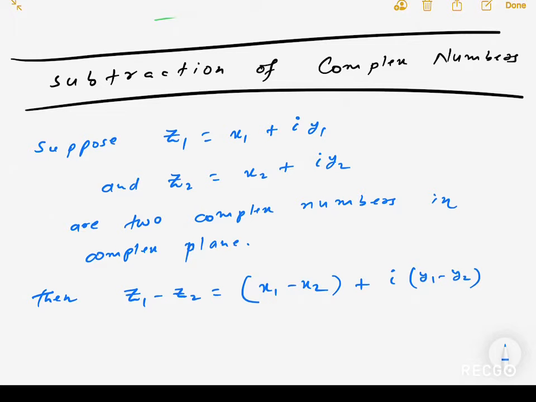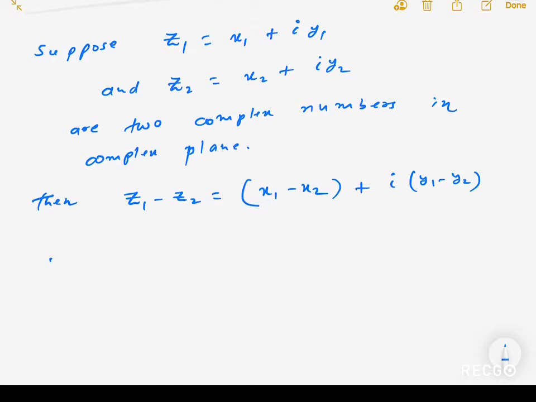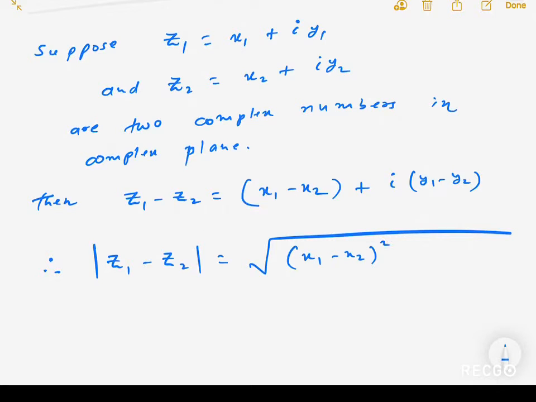So generalized, Z1 minus Z2 is equal to, simply subtract real part with real part, imaginary with imaginary part. So we are getting x1 minus x2 plus, taking iota common, y1 minus y2. So if I take the modulus of the complex number Z1 minus Z2, this is equal to square root of x1 minus x2 whole square plus y1 minus y2 whole square.